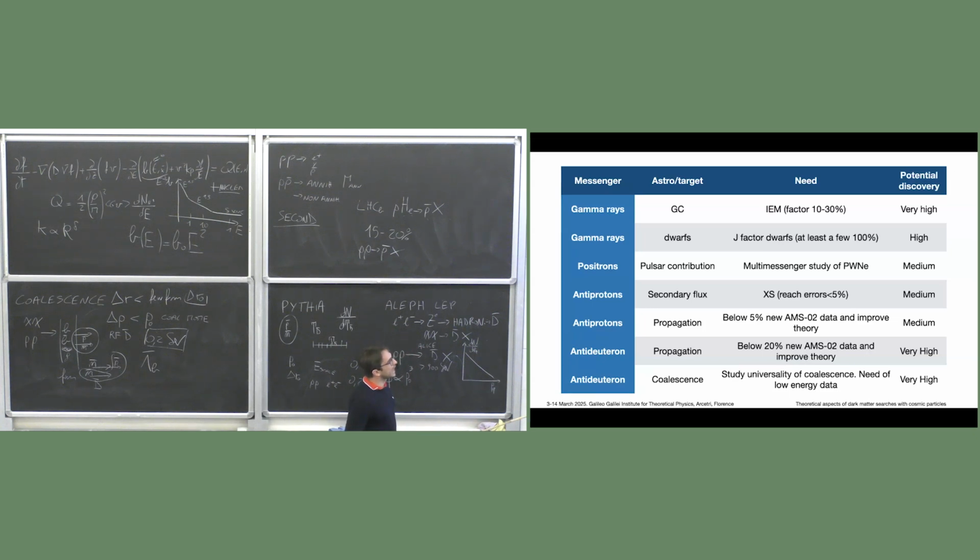Antiprotons, we have an excess. It's pretty small now. It's probably not very significant. We need to significantly reduce the cross-section uncertainties, and there is a big effort in the accelerator community to reduce these uncertainties in the next 4 or 5 years. And also AMS will probably improve the errors on the data.